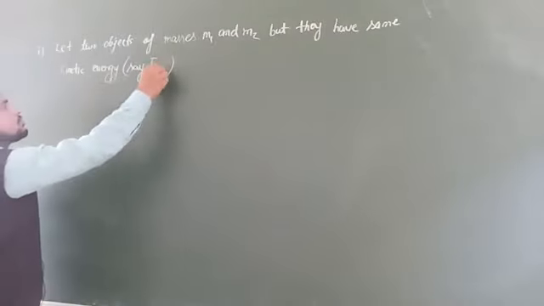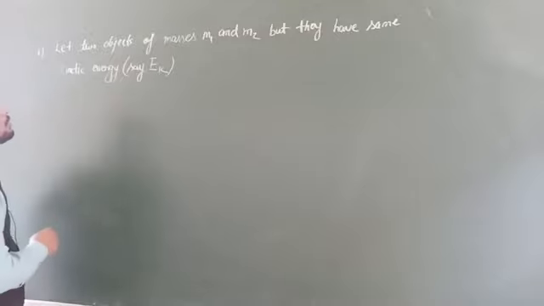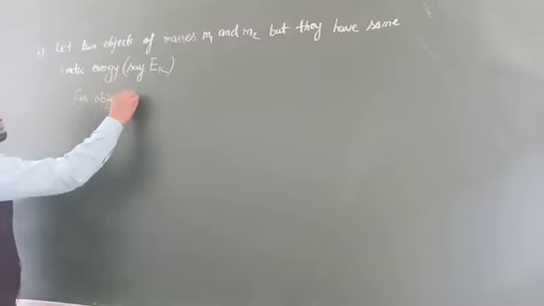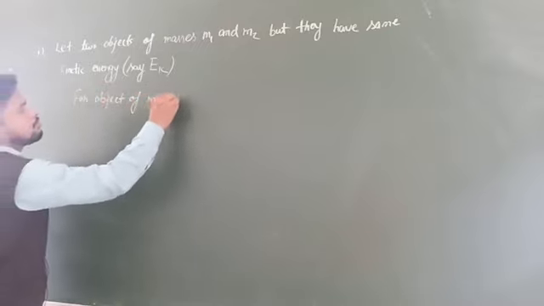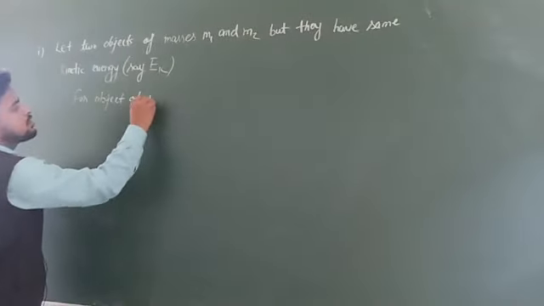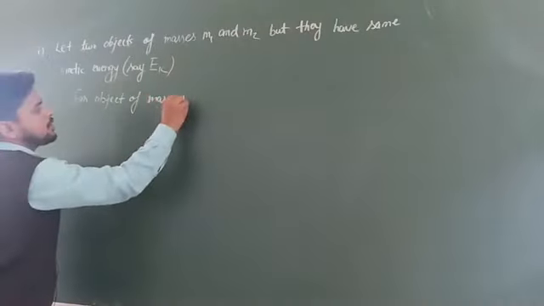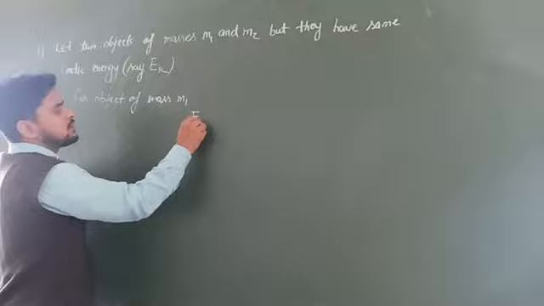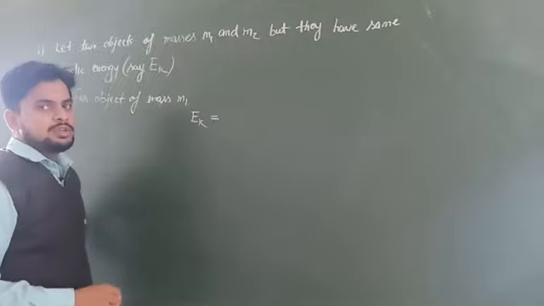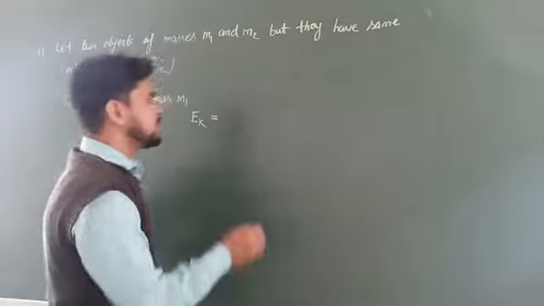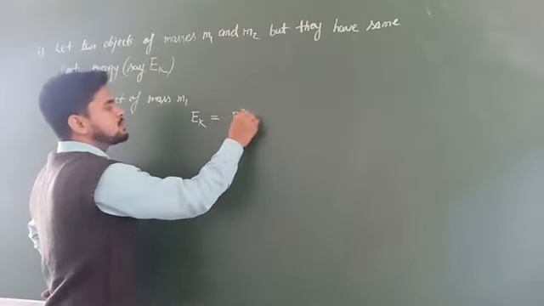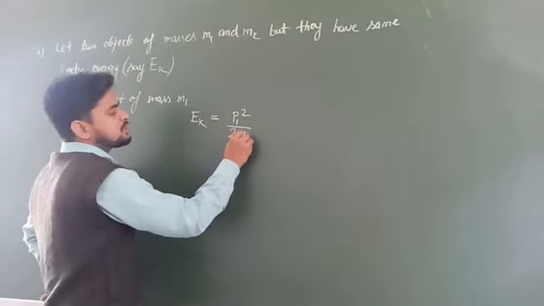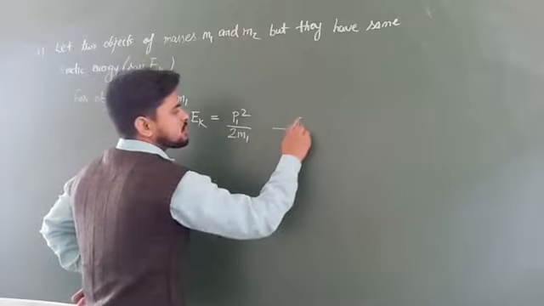Now here they have the same kinetic energy. So for the object of mass m1, what can we write? The kinetic energy Ek equals p square, but here we write p1 square, that is the momentum of the first object, divided by 2 into the mass of the first object m1. Let us say this is equation number 1.